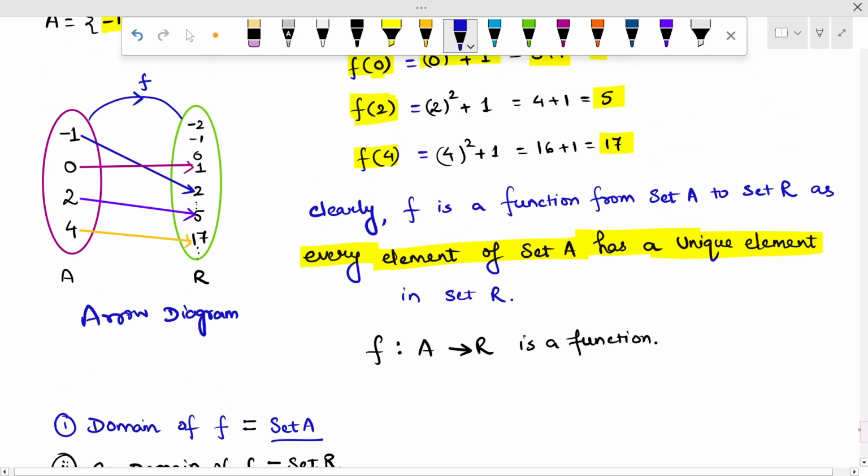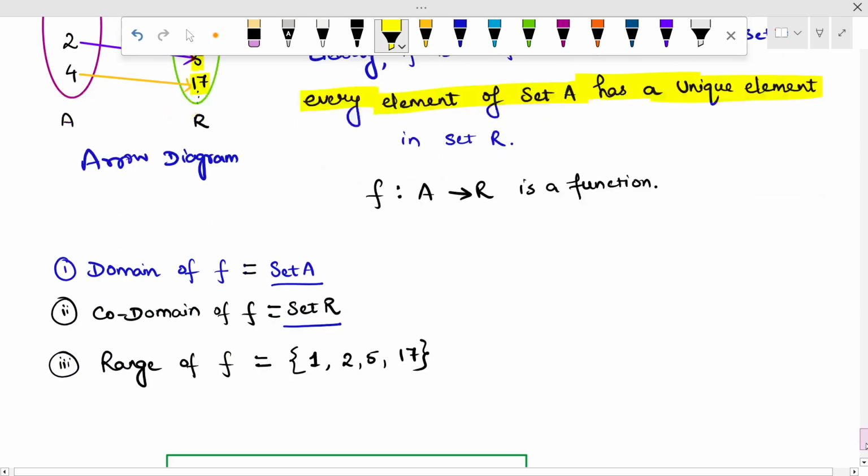Now how to find the range? You see the images of the elements of the domain, right? So image of -1 is 2, so 2 will come in range. Now the image of 0 is 1, so 1 will also participate in the range, and the image of 2 is 5, so 5 will participate in range. Similarly, 17 will also be in the range. So range of the function f is 1, 2, 5 and 17. I hope the concept of domain, codomain and range is clear to all of you.